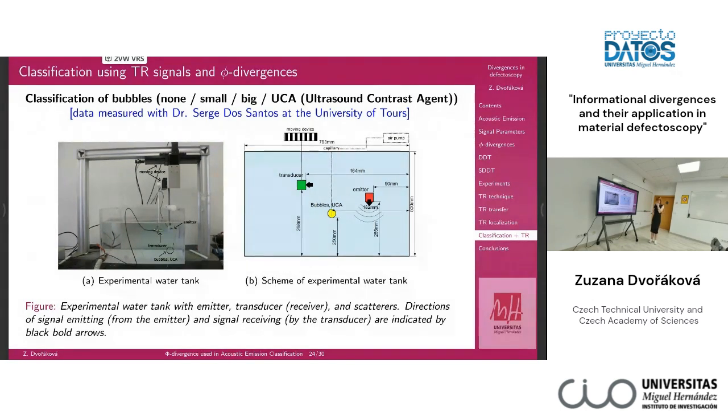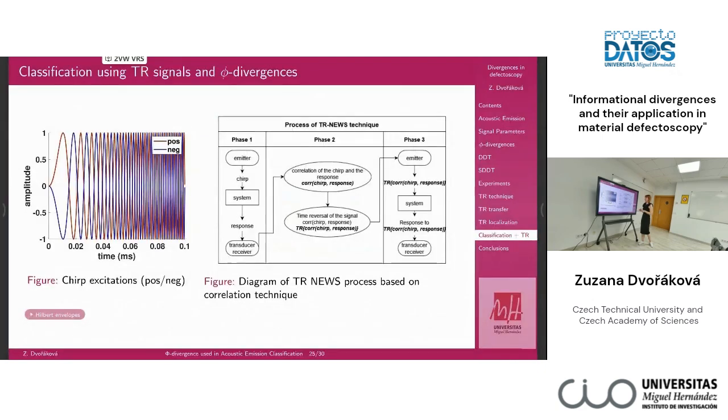And here's the scheme of the experiment. You can see the emitter, transducers. Here is the source of bubbles or ultrasound contrast agent. And the process of the experiment works as follows, as on the scheme. From the emitter, we send a chirp signal, that means something like this. We use positive or negative chirps, and we send it to the system.